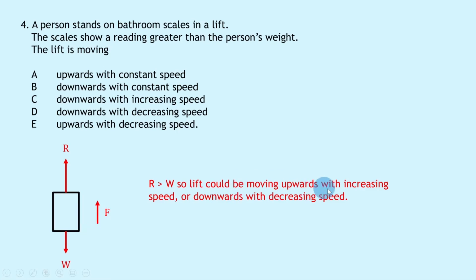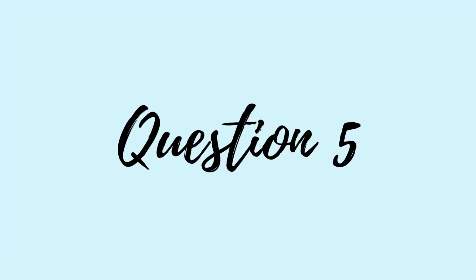But you'll see that upwards with increasing speed is not an option here. We have upwards with constant speed and upwards with decreasing speed. But we do have the option for downwards with decreasing speed, which is option D. So that is going to be our correct answer here.